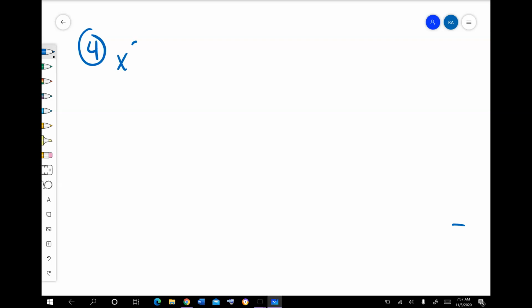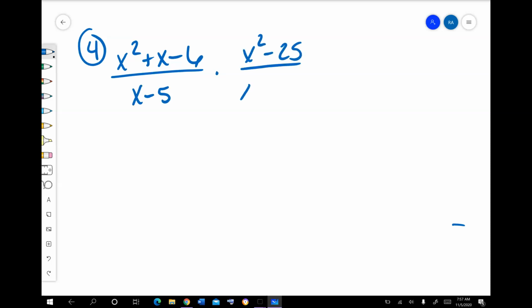We've got x squared plus x minus 6 over x minus 5, times x squared minus 25 over x squared plus 4x plus 3. Okay? All right. So we got to factor the top. What multiplies to give me negative 6 but adds to give me 1? Well, that's going to be x plus 3, x minus 2. Because 3 times negative 2 is negative 6. 3 plus negative 2 is positive 1.